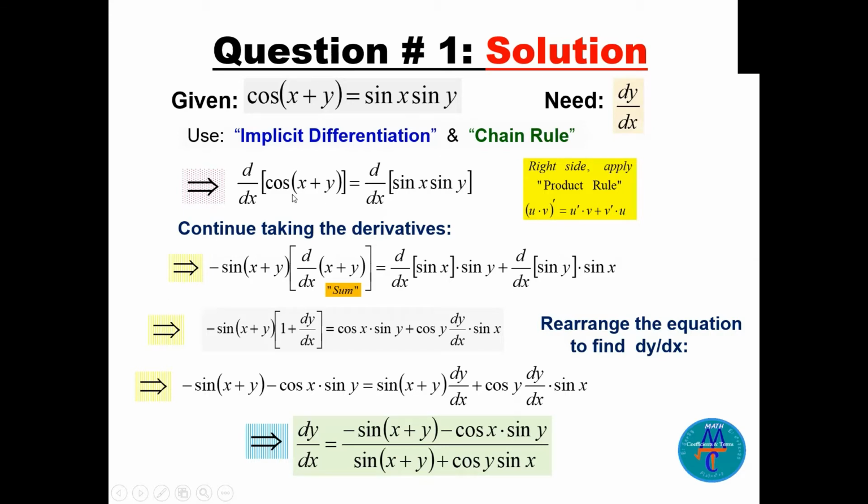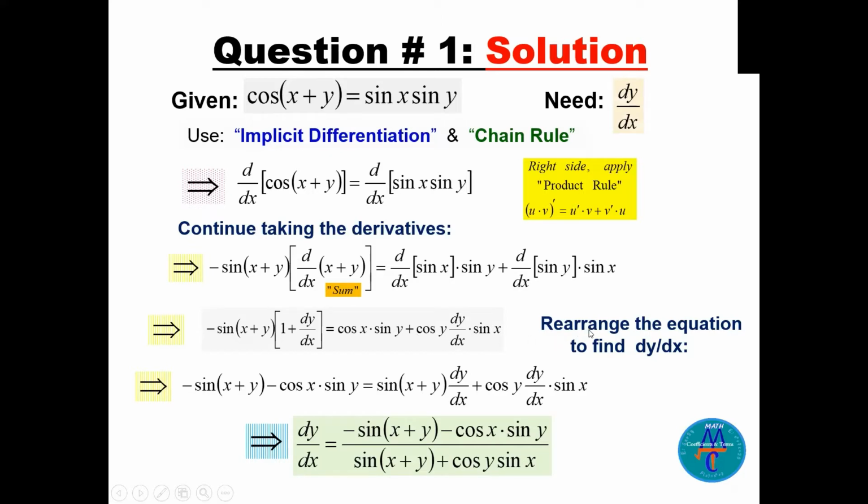Here also is easy, the derivative of cosine of x plus y will be minus sine of x plus y times the derivative of the inside, which is x plus y as a sum. The derivative of x will be 1, the derivative of y will be y prime, or dy over dx. Now here we have a product, the derivative of sine of x times sine of y plus the derivative of sine of y times sine of x. You can do that easily.